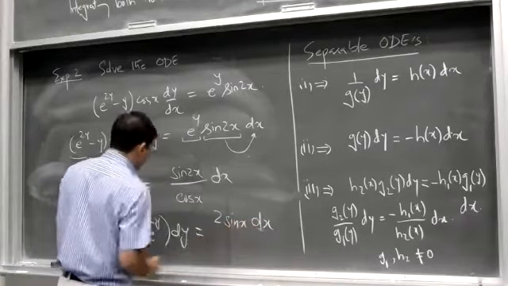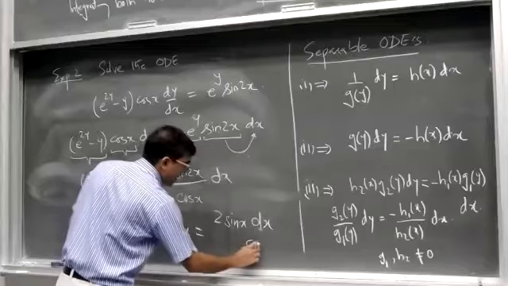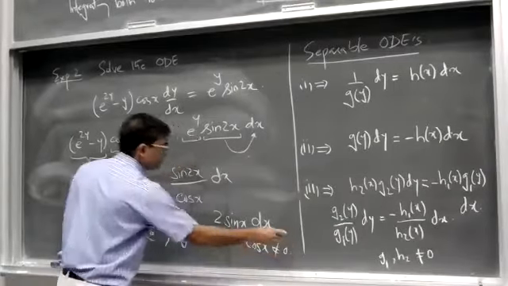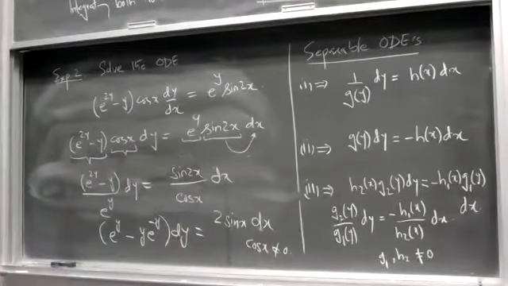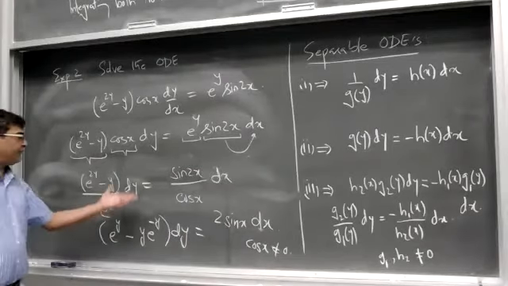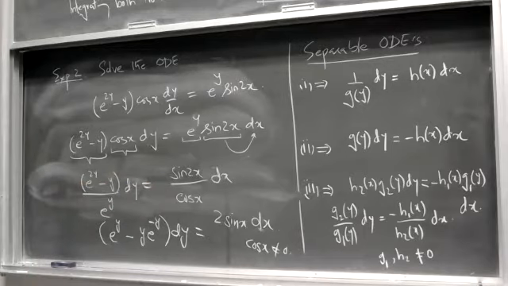But remember here that cosine of x should not be 0, for all values of x. Otherwise, we cannot divide this by cosine of x.